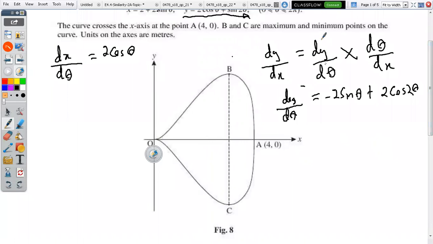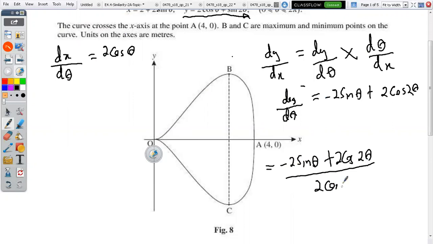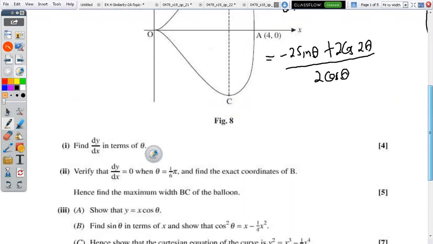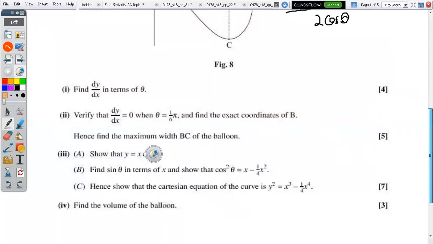So now remember we said dy over dx is dy over d theta multiplied by that inverse. So it means dy over d theta is this whole thing. It's minus 2 sine theta plus 2 cos 2 theta, divided by, so it's the inverse, so we are dividing by 2 cos theta. Because we're saying inverse of this, by 2 cos theta. We are done. That's what they wanted on the first part there. Find dy over dx.